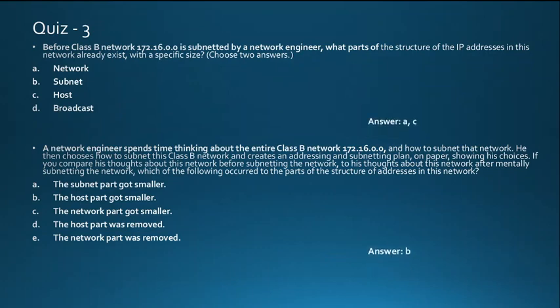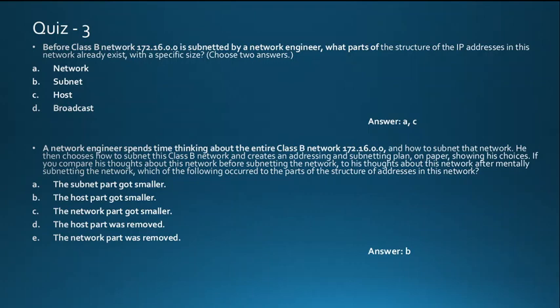Before a class B network, 172.16.0.0 is subnetted by a network engineer, which preserves IP addresses. Since this network already exists, we don't have to do it again. And we have to do it with a specific size. And of course, we choose the network and the host size, which will be really easy as they are already subnetted.